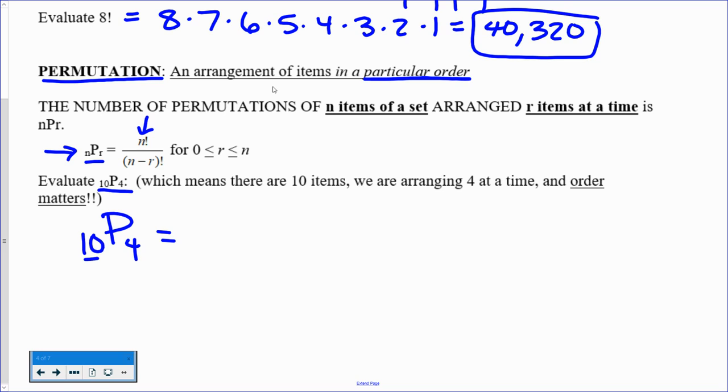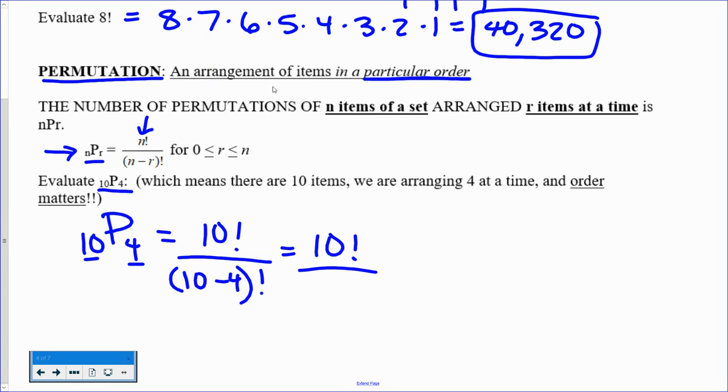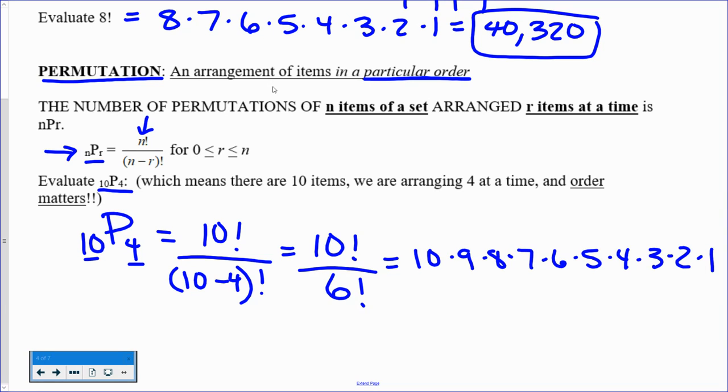So n factorial, here's my n. So 10 factorial over n minus, here's my r, factorial. So 10 factorial over subtract 10 minus 4 first, so that's 6 factorial. Okay, so I'm going to write all this out now. So 10 factorial is 10 times 9, 8, 7, 6, 5, 4, 3, 2, 1. There will be a shortcut to this. I will show you in a moment. And then 6, 5, 4, 3, 2, 1.